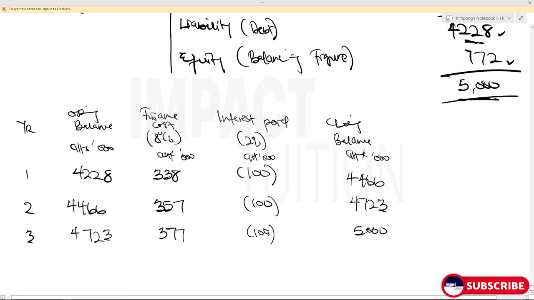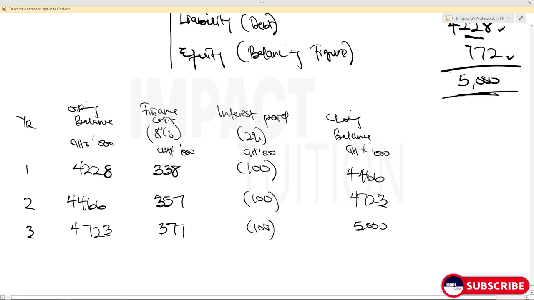Now, one thing we should note is that at the end of the 3 years, the carrying amount of the liability will equal the amount to be repaid. If you are done with your calculation and what you have here at the end of the 3rd year is not equal to the cash received for the loan, then there's something wrong with your calculation.